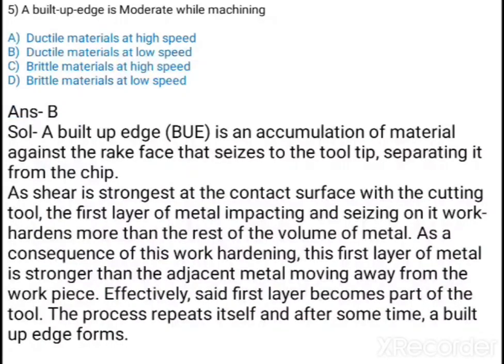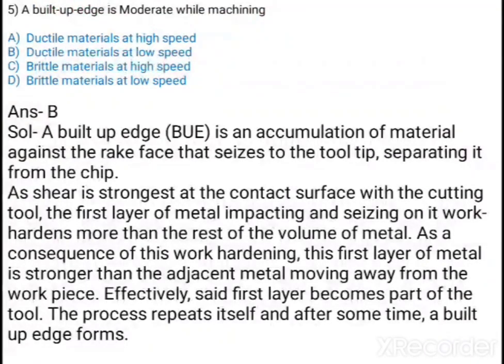Now next question, a built up edge is moderate while machining. This is an important question. A lot of times this question has been asked in GATE previous year papers. So let us discuss what a built up edge is and how it forms. A built up edge is moderate while machining. This answer is correct for that.